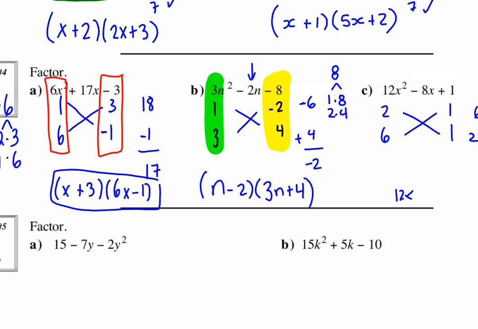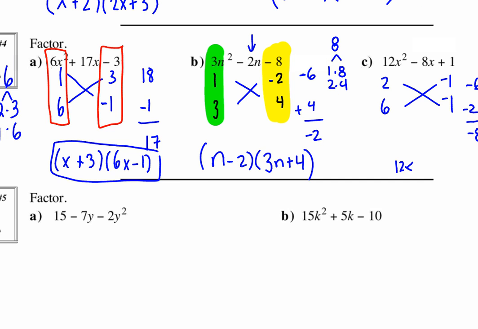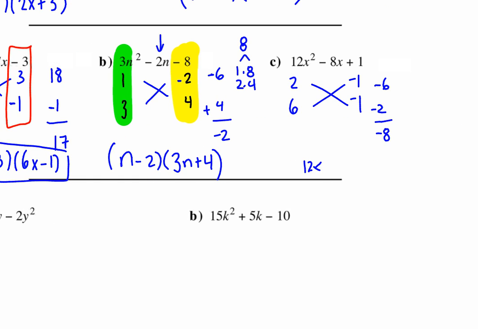2 and 6, can we make 8 out of that? How can we make a negative 8? If both the ones are negative, that would make both our products negative. That would work. Okay, double check. Negative 1 times negative 1, is that positive 1? Yes. 2 times 6, is that 12? Yes. Okay, we're good to go. What does that factor to? 2x minus 1 times 6x minus 1.